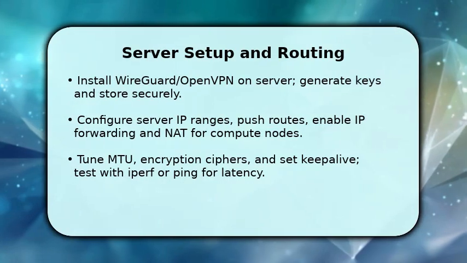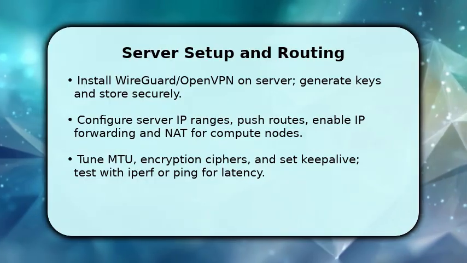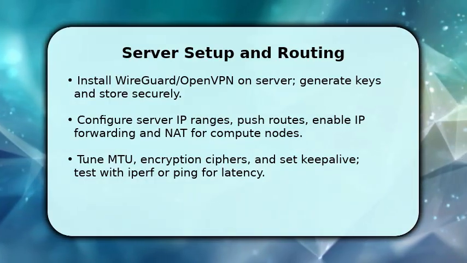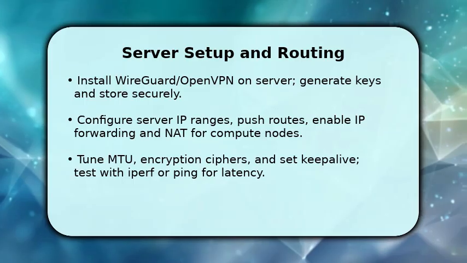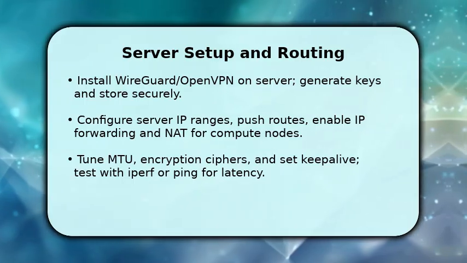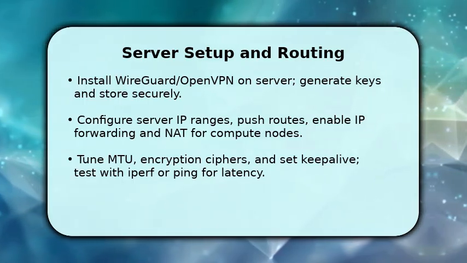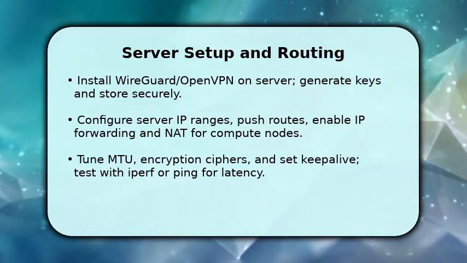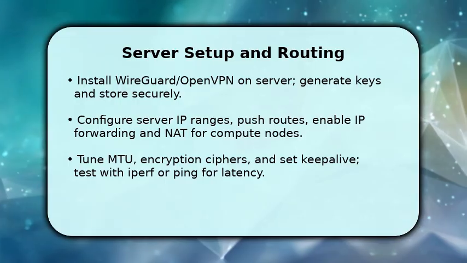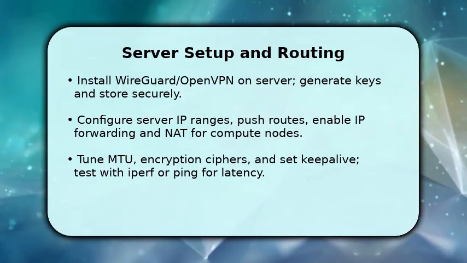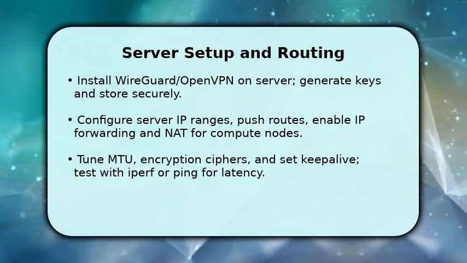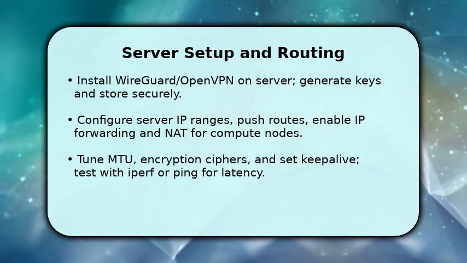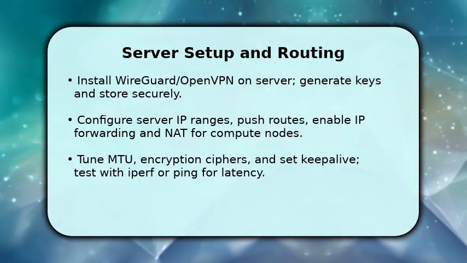Now configure the VPN server. Install your chosen software, generate server and client keys or certificates, and store them securely. Then declare the VPN subnet, push routes to client compute nodes, and enable IP forwarding plus NAT so GPU instances reach private datasets. Make sure to tune MTU and choose efficient ciphers to reduce CPU overhead. Enable keepalive to avoid idle drops.